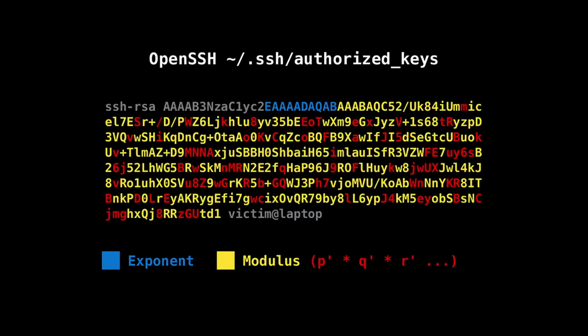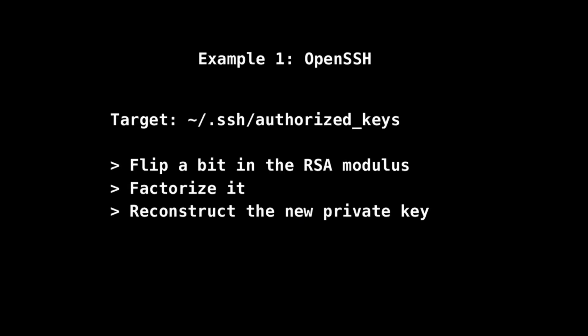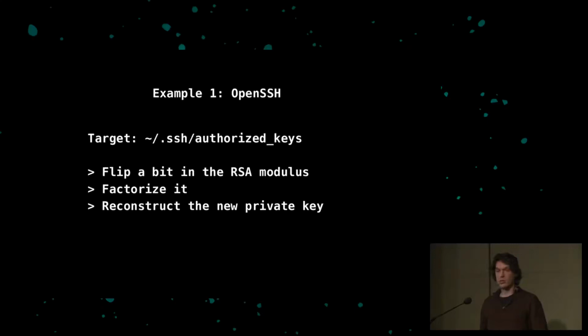But in red here, we have characters which contain at least one bit that, when flipped, will remain base 64 encoded, but we're able to factorize the modulus within 1 minute. So that's what we did. Flip a bit in the modulus, factorize it, and then reconstruct the private key and log in.